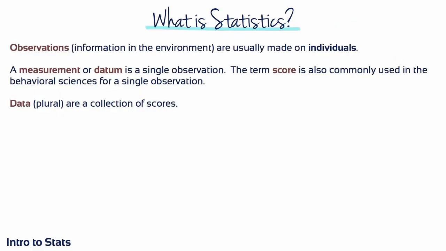Information is collected by observing or measuring something. One observation is referred to as a datum, while a collection of observations or measurements are called data.